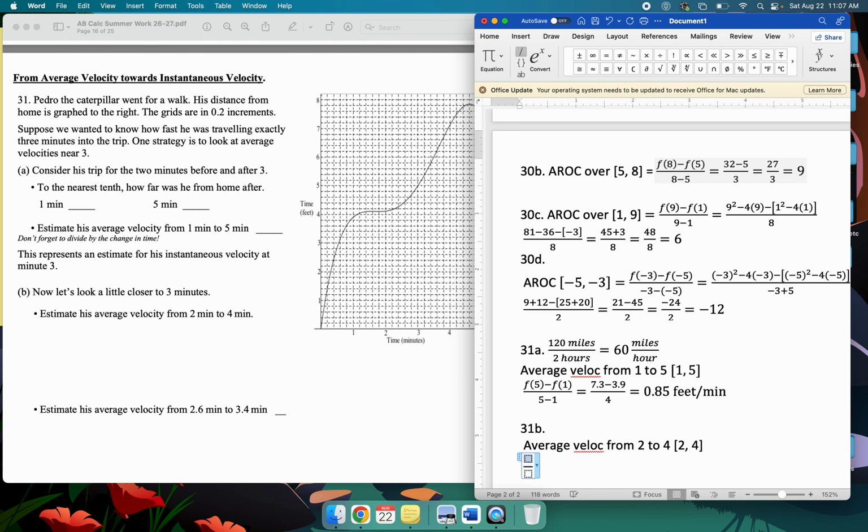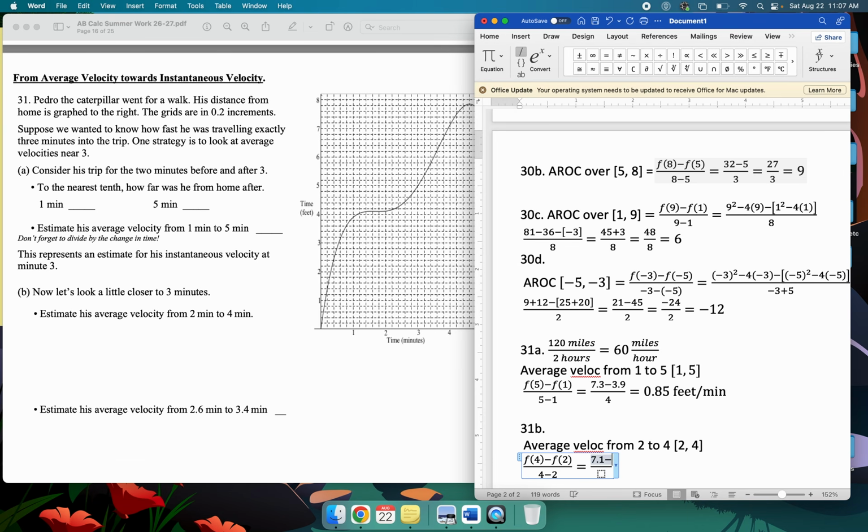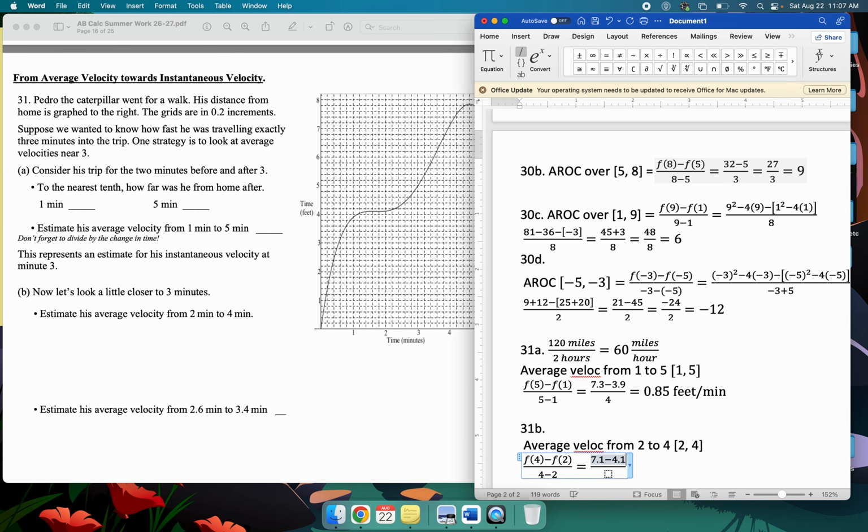So that's going to be f of 4 minus f of 2 over 4 minus 2. F of 4 looks like it's 7.1, minus f of 2, which is 4.1. That's 3, over 4 minus 2, which is 2. So that's 3 over 2, which is 1.5 feet per minute, which is quite different from this average velocity, right?